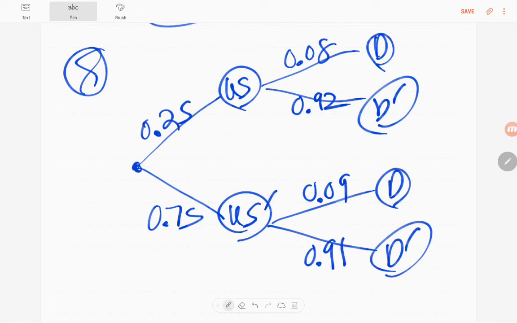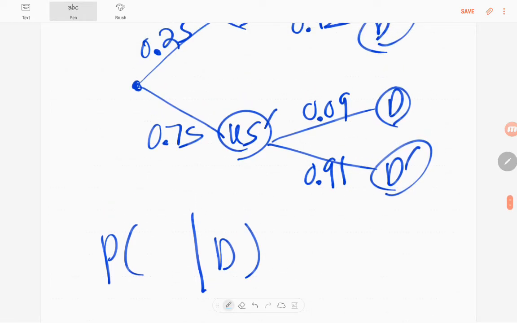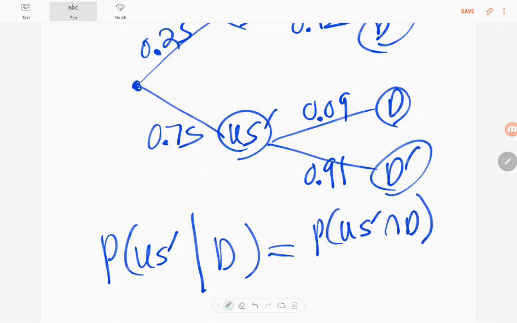Now let's do the conditional probability part. If your drive is defective, find the probability that it is foreign-made. So it is given that the drive is defective. And remember, you always put the given after the vertical bar. Given that it is defective, what is the probability that it is not made in the U.S.? That's the same thing as foreign-made. So use the little rule. That's the probability of the intersection divided by the probability of the event that comes after the vertical bar.